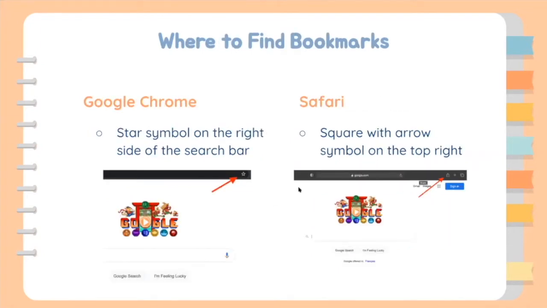Where to find bookmarks? So I'm going to use two main browsers, Google Chrome and Safari. On Google Chrome, there is a star symbol on the right side of the search bar that you can click. And on Safari, there's a square with an arrow symbol on the top right of your browser screen.